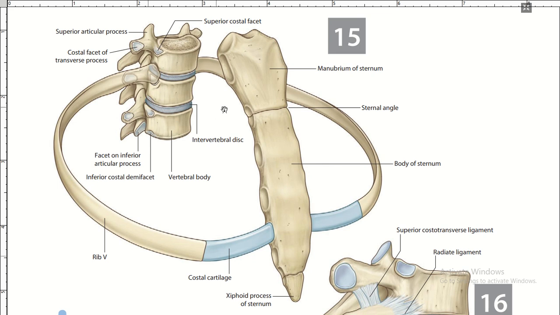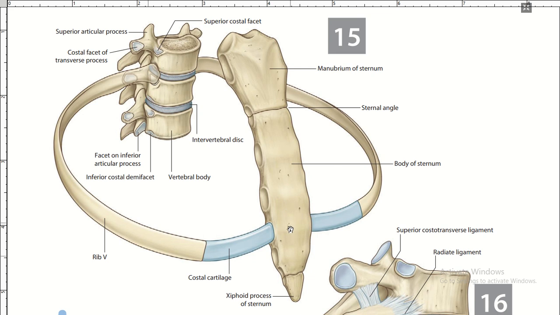And this sternal angle plane is going to demarcate or divide the superior mediastinum from the inferior mediastinum, and it also marks the bifurcation of the trachea. It is also very important. Right, so that is your manubriosternal joint, a secondary cartilaginous symphysis joint.